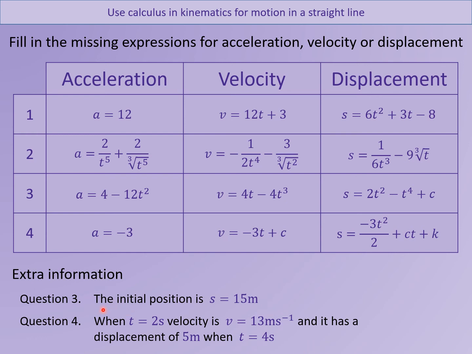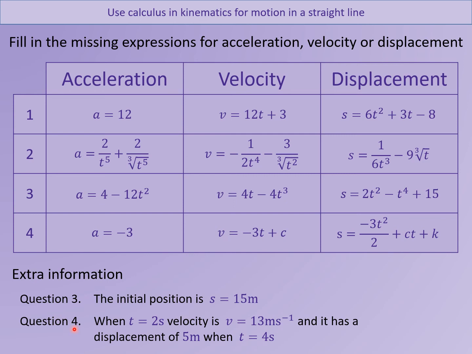So for question 3, we're told the initial position is s equals 15. This means that if we substitute t equals 0 for initial, so t equals 0 and s equals 15 into this, it will tell us c. This comes out as c is 15.